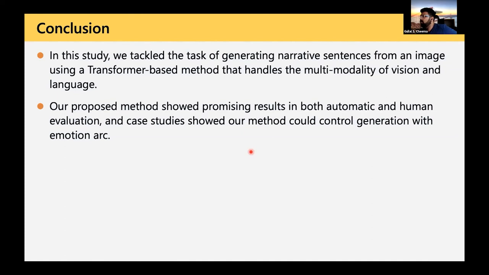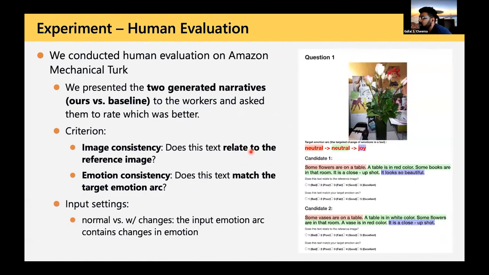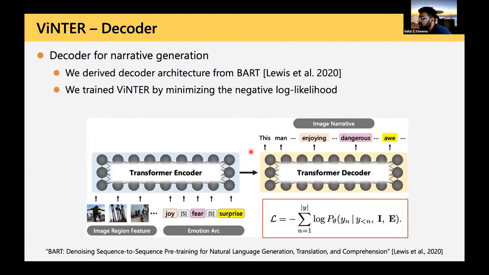I have a question. Thank you for the talk, Kohei. You said that the decoder is derived from BART. Does that mean it's pre-trained from BART, or are both the transformer and encoder trained on this dataset only? Are they pre-trained on something? We do not use pre-trained weights from BART. We just derive the architecture of BART.